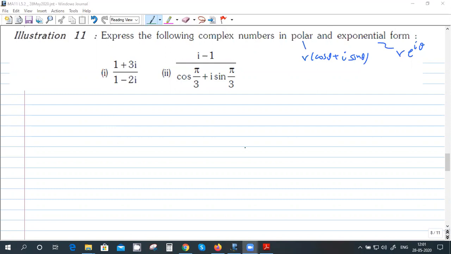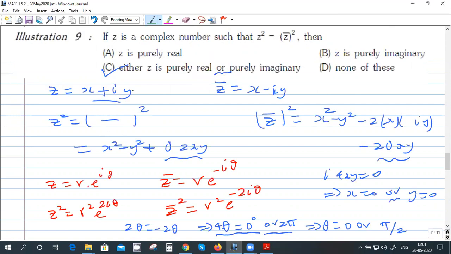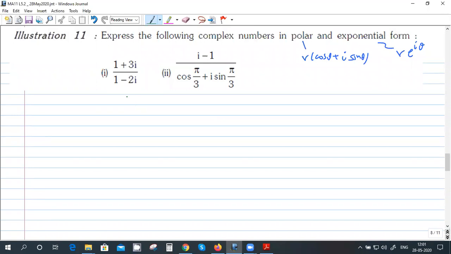So we'll find z. This whole thing you can reduce as one complex number, right? This whole thing I can represent as single complex number a plus ib. Yeah, rationalize it. You can rationalize it. Yeah, and then you can convert it into polar form. Yeah. Okay.